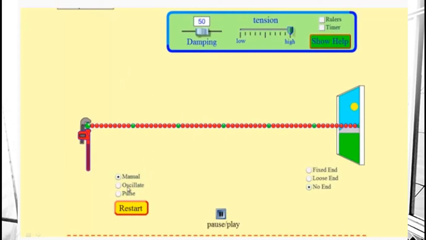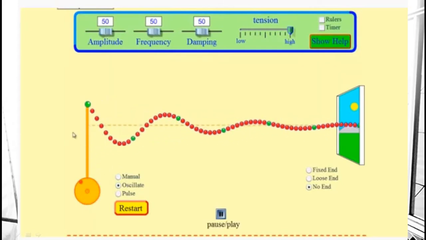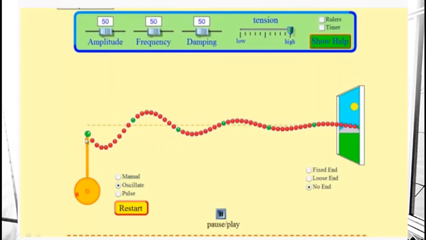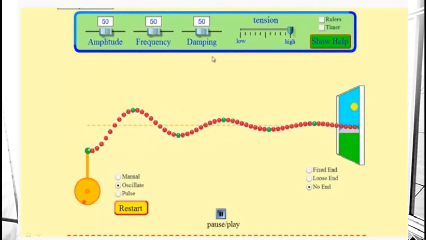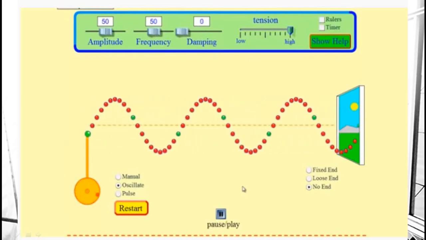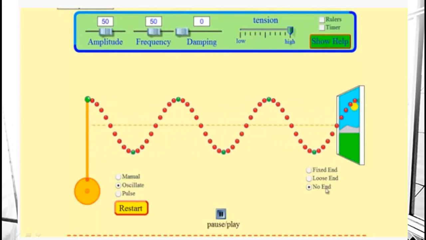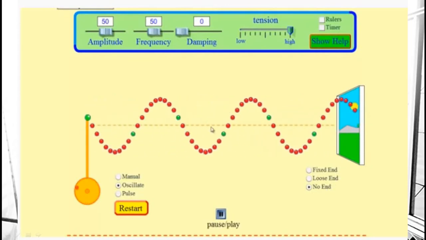First of all, we'll start by oscillating the end. Again, we're creating a transverse wave. We can see that the disturbance is perpendicular to the direction the wave is traveling. And once again, we'll turn off the damping, so we don't want any friction to be occurring. We want a nice clean wave that we can study easily that's traveling through a window. Again, we choose the window so that it does not reflect and come back on itself.